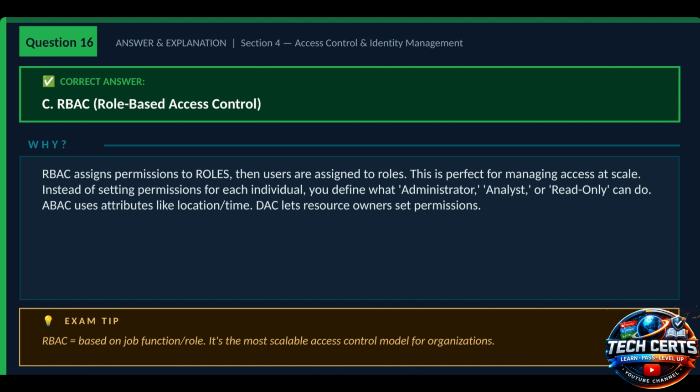RBAC assigns permissions to roles, and then users are assigned to those roles. This is perfect when you want to manage access at scale. Instead of setting permissions for each individual, you define what administrator, analyst, or read-only can do, then assign people to those roles. ABAC uses attributes like time, location, and clearance level. DAC lets the resource owner set permissions. When the question mentions roles and streamlined access, RBAC is your answer.